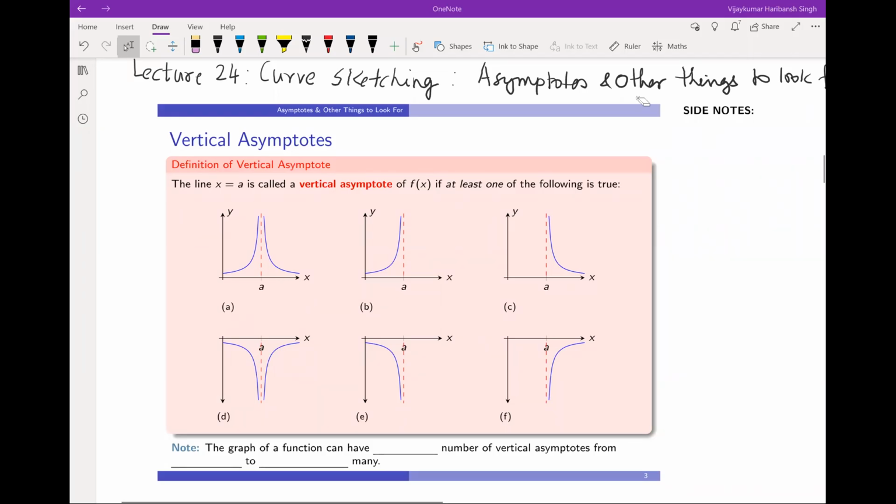Welcome everyone. We are discussing curve sketching today.